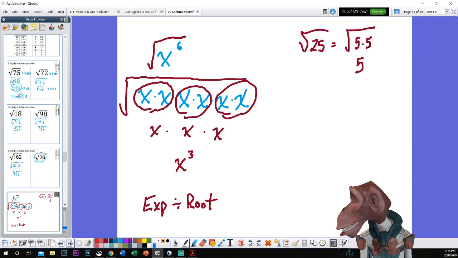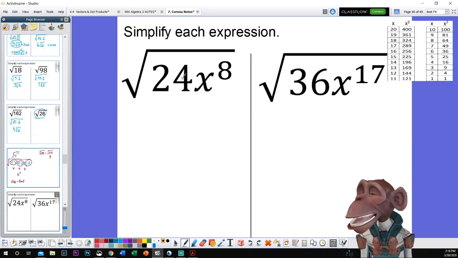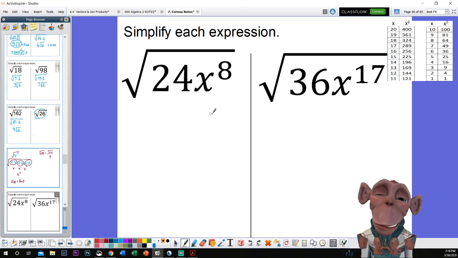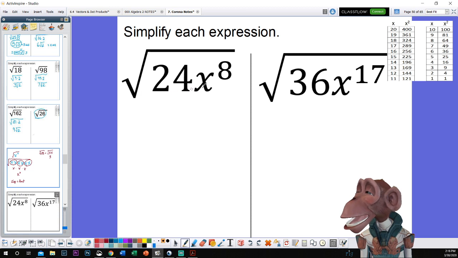Alright, so now that we know that, we should be able to do this. Now just like when we were doing GCF, I always do my numbers first, then the variables last. It makes it easier for your brain. So let's start with the 24.